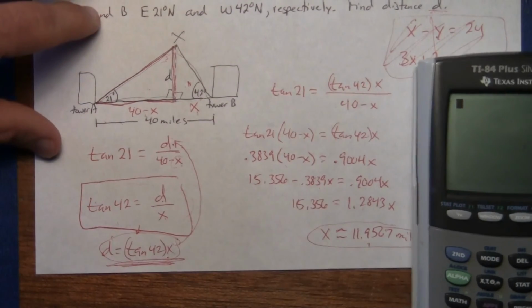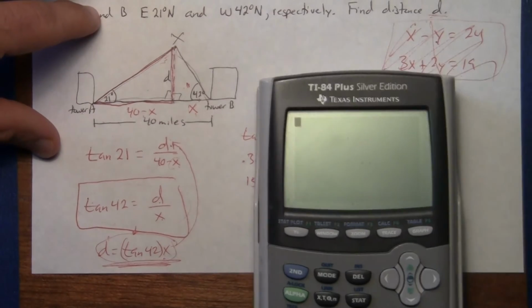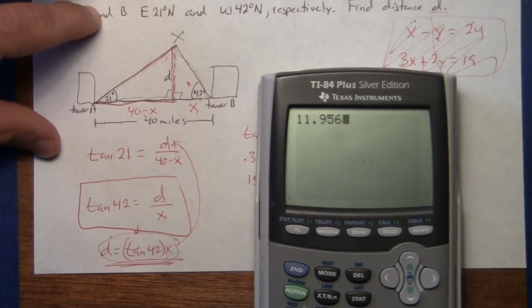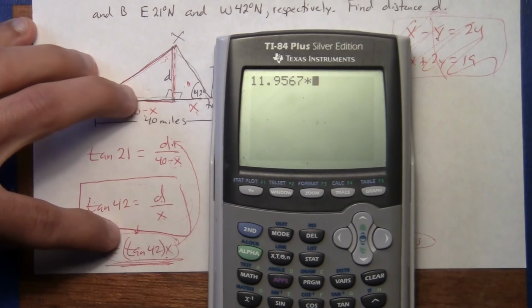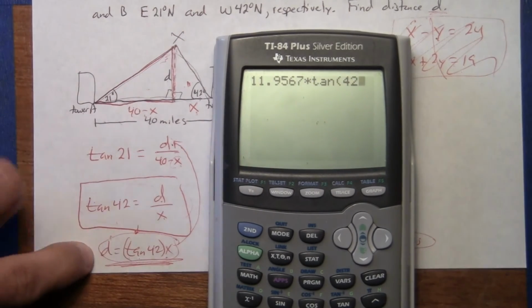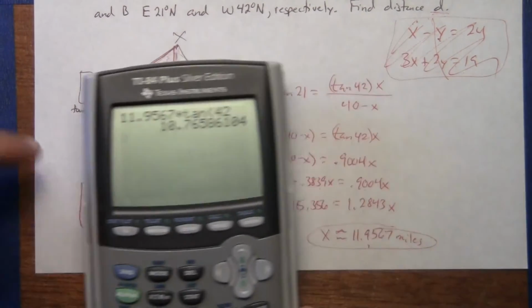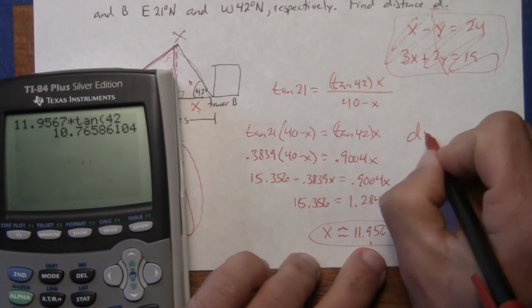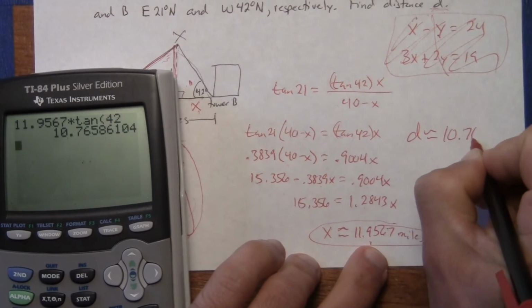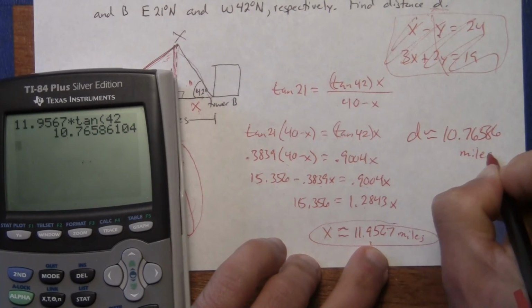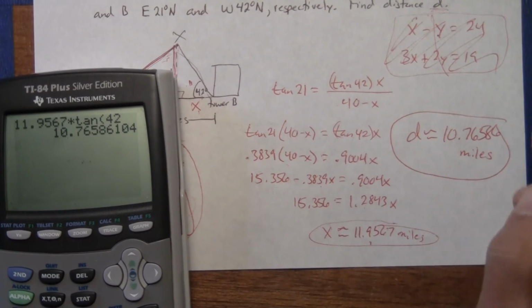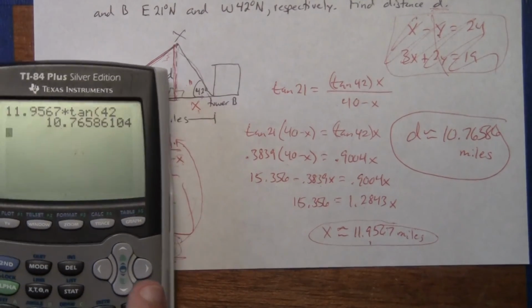I'm going to take that 11.9567, I guess I shouldn't have cleared it off my calculator, and I'm going to multiply that by the tangent of 42. And that will give me the d, the number I'm looking for. And it looks like d, the answer I actually want, is approximately 10.76586 miles. You don't need to round the final answer. You can round it to 1 or 2 decimal places. If you want to go out that far, you can.